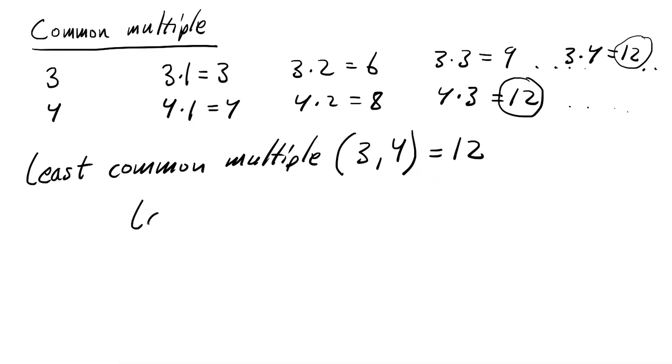We can also write that in shorthand as LCM of 3 and 4. So the least common multiple of 3 and 4 is 12. That is the smallest common multiple of 3 and 4. We can also talk about the greatest common divisor.